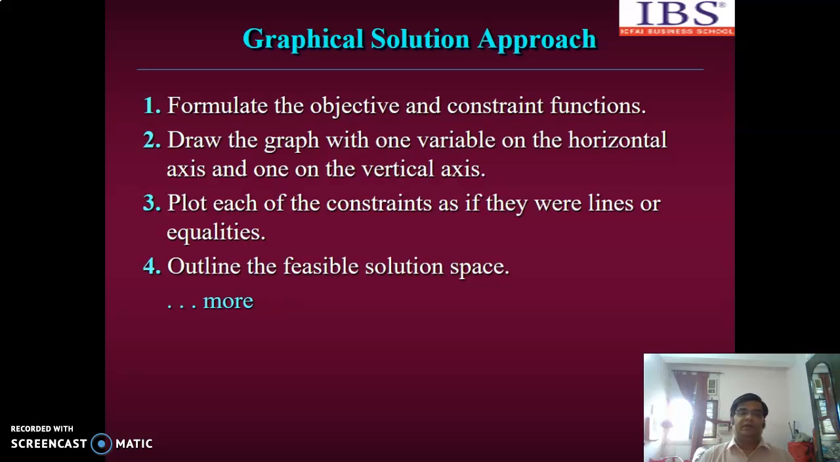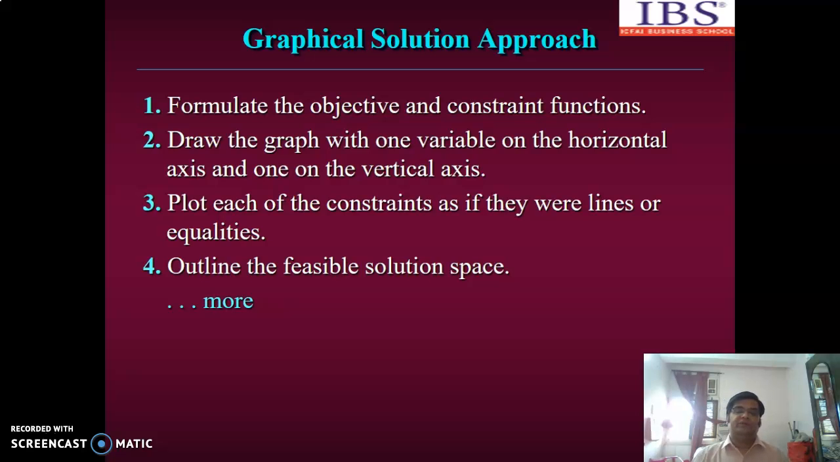Whether it is an inequality or equality, we'll convert it into an equality and draw it as a straight line in our graph. Then we will point out the feasible solution space. The feasible solution space is the space bounded by the constraints and the axes. Axes means the x-axis and y-axis. As is evident from coordinate geometry, for the x-axis the equation is y equals 0, and for the y-axis the equation is x equals 0.